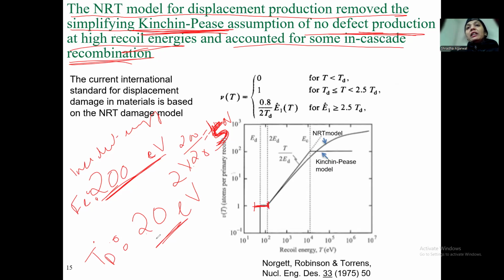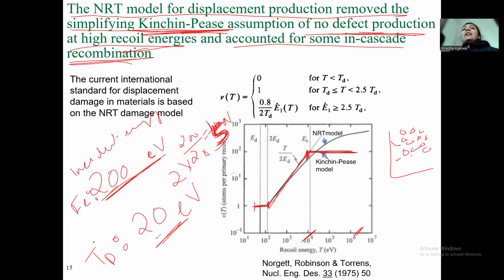And after that, if you keep on increasing it, it becomes like this with the Kinchin-Pease model. And after that, energy is very, very high. You are somewhere here. Then the Kinchin-Pease model did a very brute approximation. It made a straight line. It says nothing is happening after that. Just everything is straight, because it says once you have all these atoms that have displaced, recombination will start taking place. And so it just made a straight line. It says that till there is EC energy, and it will stop.